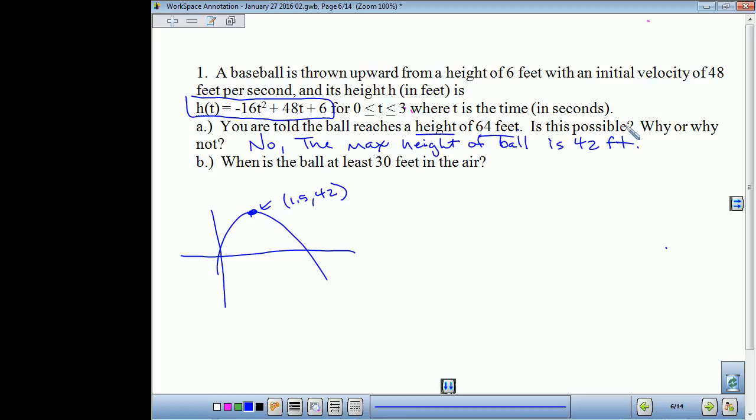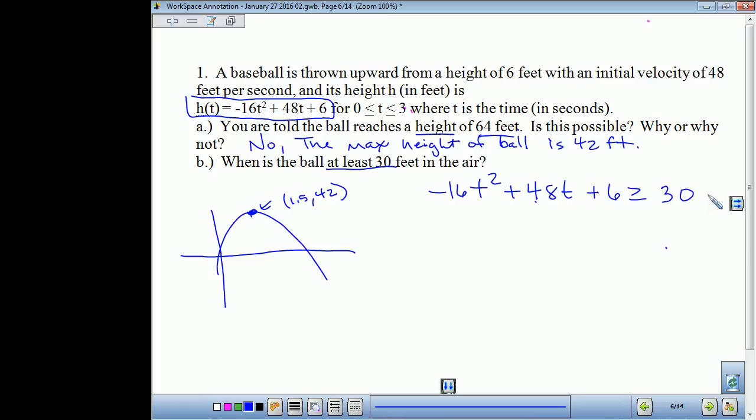Now, part B kind of ties in with what we're doing now. When is the ball at least 30 feet in the air? So we're going to take our equation, and we want to know when this equation, which represents the height of the ball, is at least. Which inequality would we use for at least? Greater than or equal to 30.